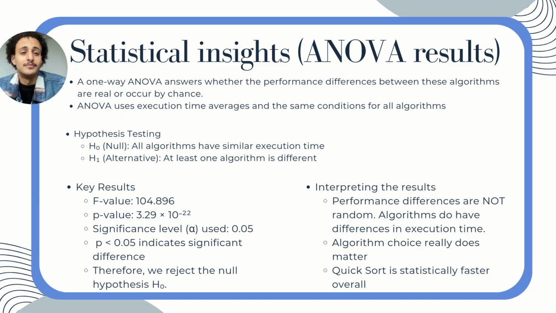3.29 times 10 to the power of minus 22, which is way below 0.05. And this means the difference is statistically significant, so we reject the null hypothesis. In simple terms, this tells us that the algorithms do not perform the same. Their execution times are different, and the algorithm you choose really matters. And by the way, quick sort is considered faster than the other algorithms.